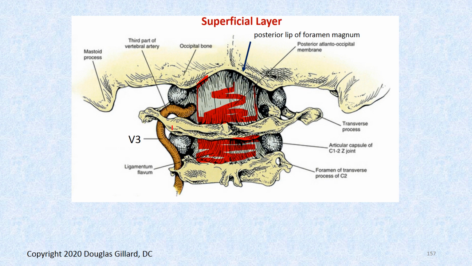Nice picture. You can see how V3 of the vertebral artery does that crazy bend after it goes through the transverse foramen. It's going to poke a hole in the posterior atlanto-occipital membrane and go in a little groove right here called the groove for the vertebral artery. So that's an important structure.